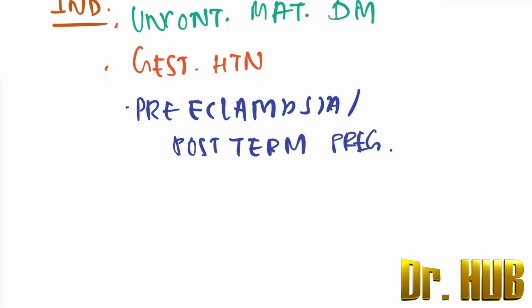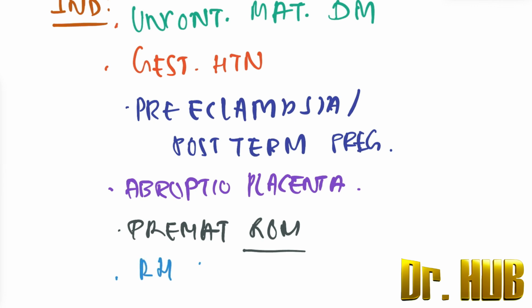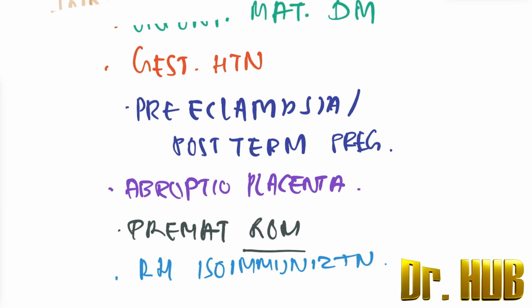Then there is also the abruptio placenta. Then comes the premature rupture of membranes. We are writing it as ROM. Then there is also the RH isoimmunization. Now the others include the IUGR. IUGR stands for the intrauterine growth restriction. And the IUD standing for the intrauterine death.